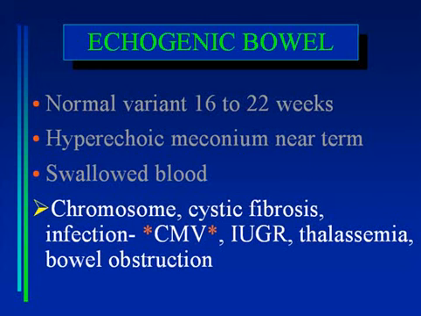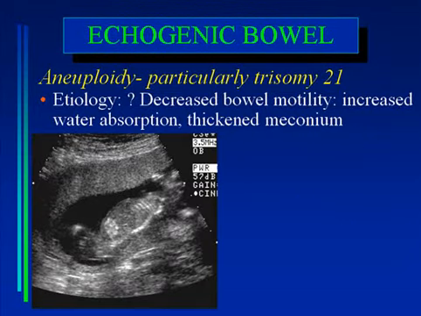However, echogenic bowel also has been described in the setting of multiple abnormalities that are intrinsic to the fetus, including fetal aneuploidy, cystic fibrosis, infections, most commonly CMV infections, IUGR, thalassemia, bowel obstructions, as well as metabolic defects. We'll look at some examples of these.